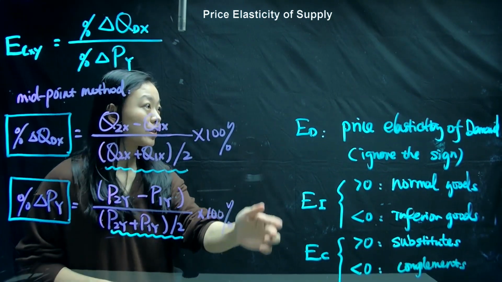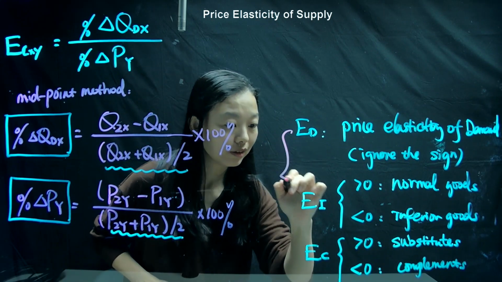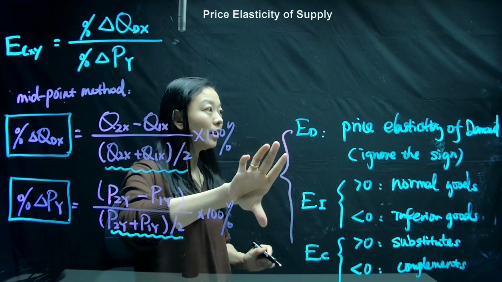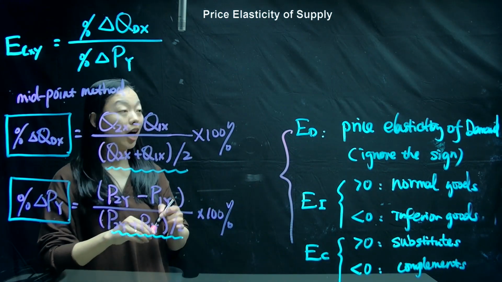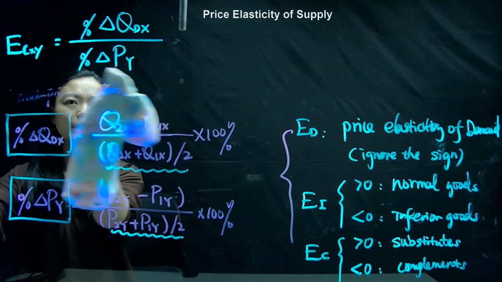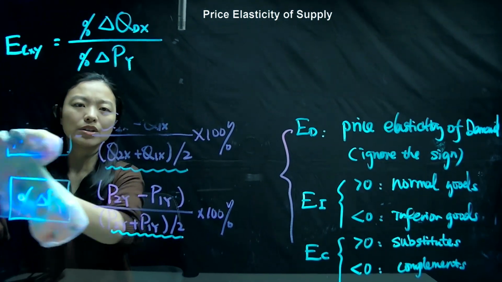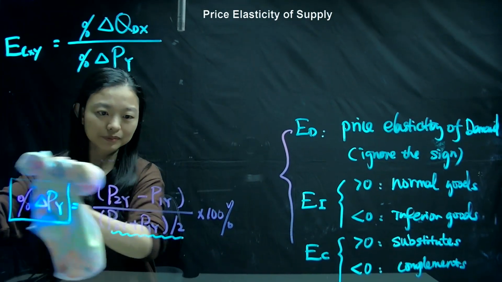So you can notice those are the three very important elasticities from the demand side. Now we will move on to talk about price elasticity of supply. Price elasticity of supply is actually very similar to price elasticity of demand, so for this part, I will just go through the slides quickly.